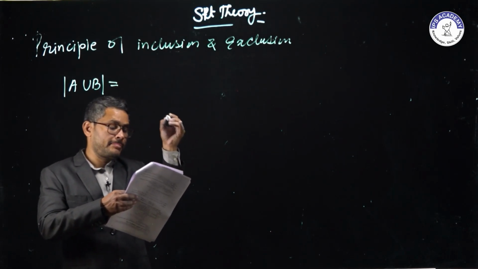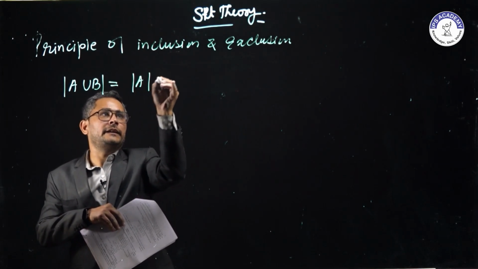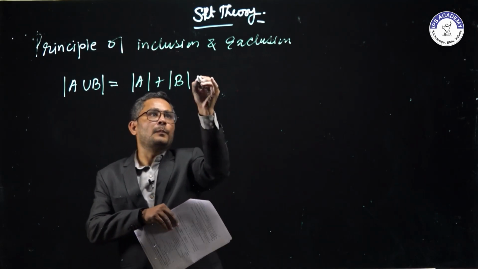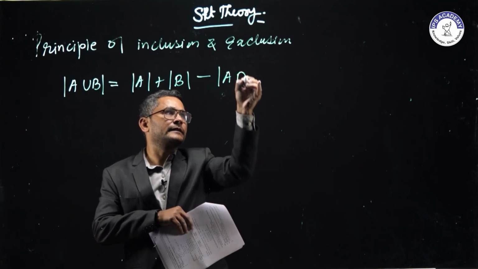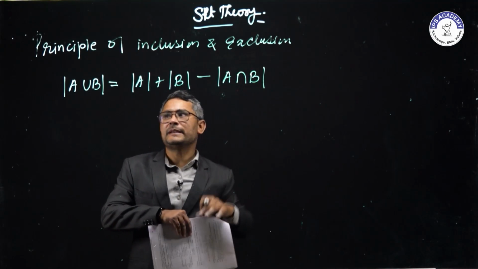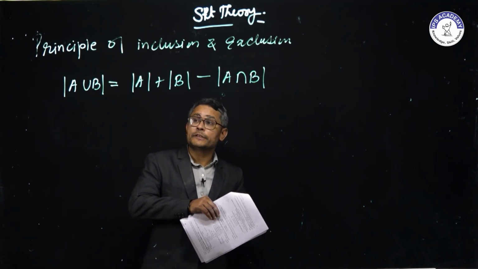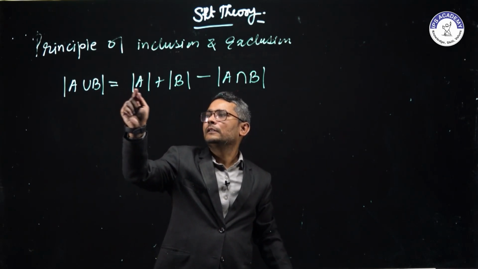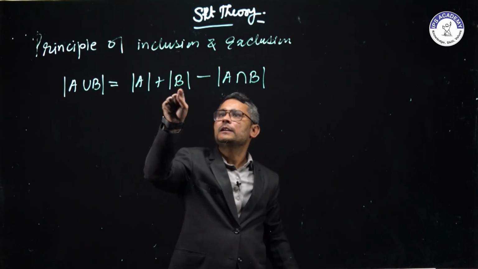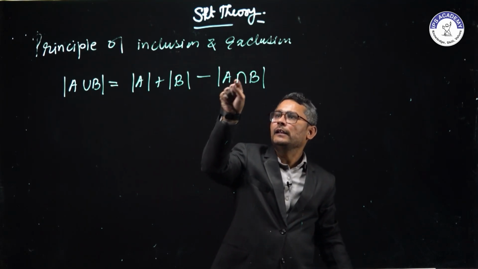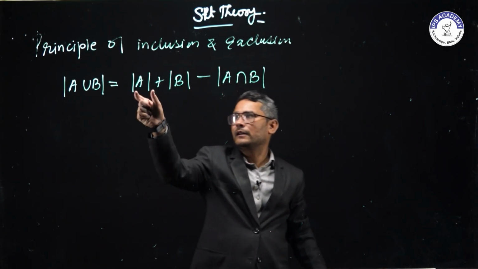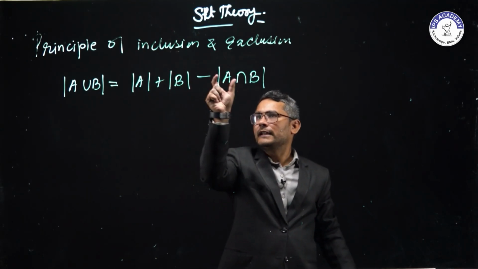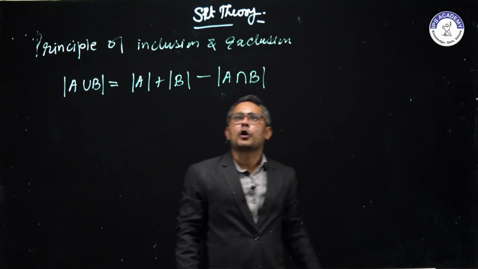minus A intersection B. That means we have two sets A and B, so you can write it like A union B equals the set of A plus the set of B minus A intersection B. That means all the elements of A, all the elements of B, but not the elements which are common in A and B.